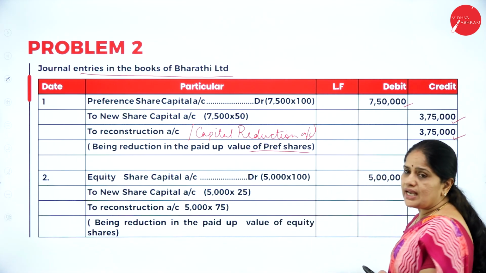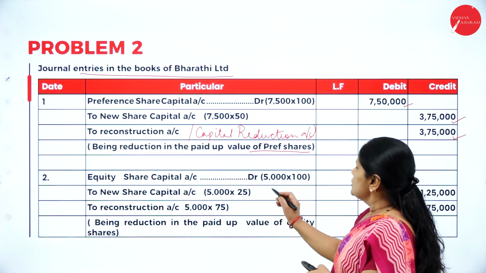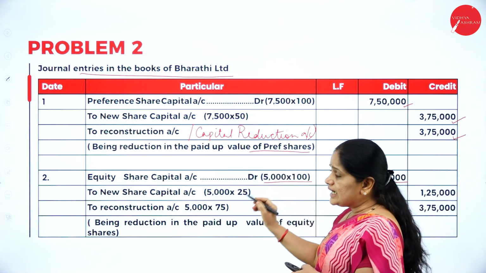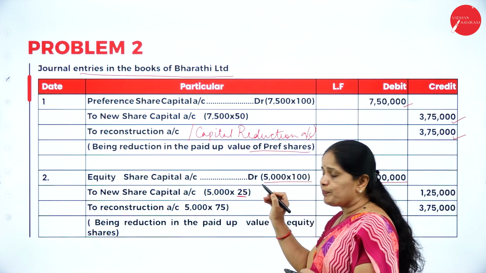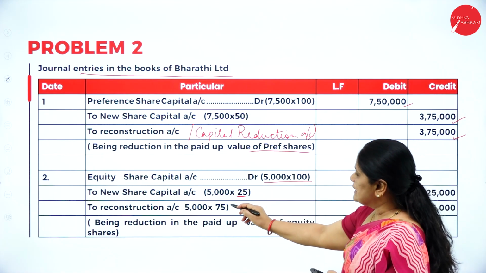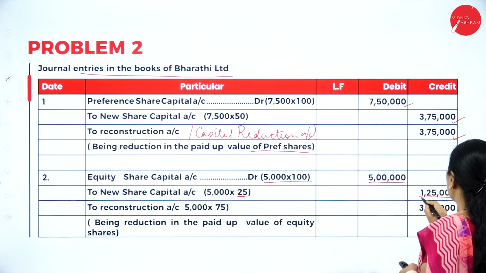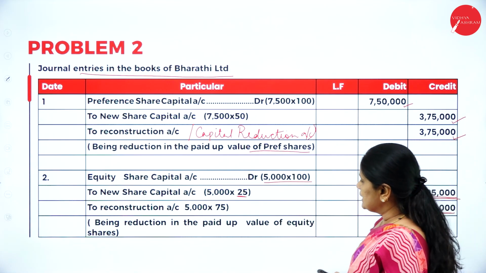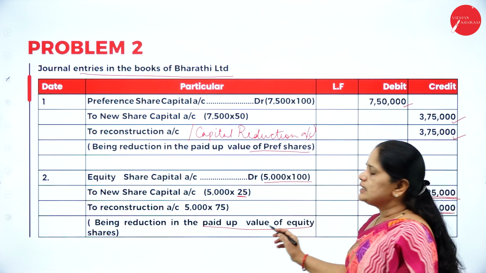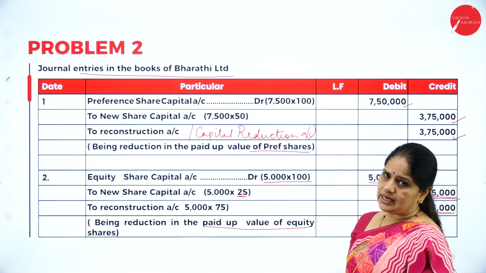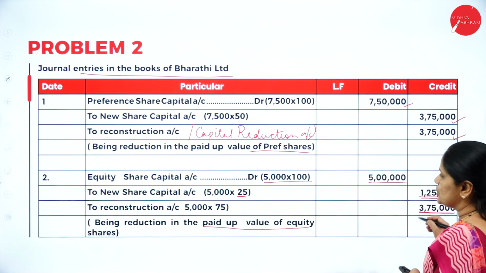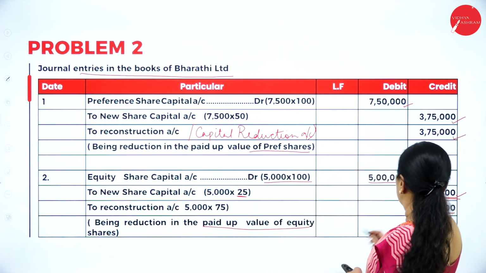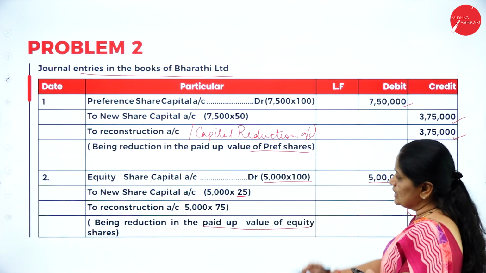Now next one, we have the equity share capital. So equity share capital is 5,000 into 100, 5 lakhs. Now it has been reduced to shares of rupees 25 each. So 5,000 into 25, 1,25,000. To reconstruction account, 3,75,000, being reduction in the paid up value of the equity share. So out of this new equity share capital, we are considering only 1,25,000 and the rest of the amount goes to the reconstruction account.